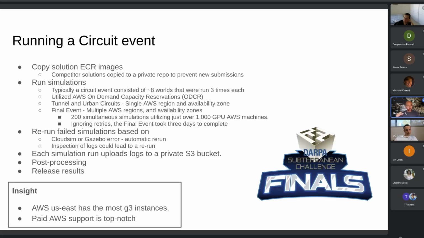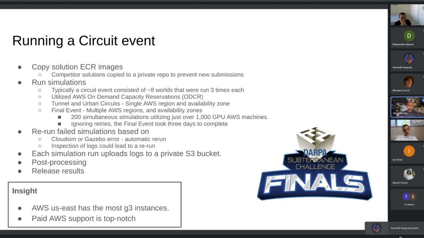So from our side, when we were actually running a circuit event, we would copy the ECR images that teams submitted to a new secret private repo so that a team couldn't submit a new solution after the deadline. And then we would run those solutions all simultaneously, as simultaneously as we could on AWS. So what that looked like under the hood was us submitting to AWS an on-demand capacity reservation, an ODCR.